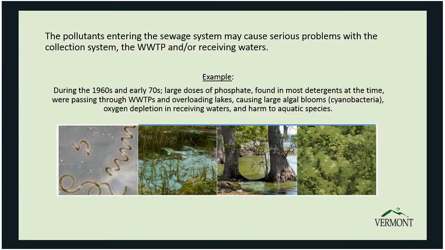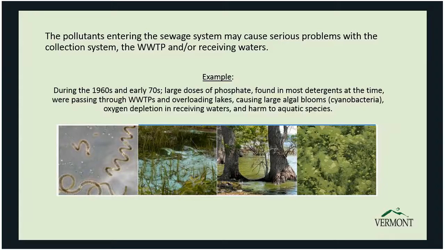A great example of this is back in the 1960s and early 1970s when detergents at the time for washing contained high levels of phosphate, and these were passing through wastewater treatment plants, which did not have the capacity to remove phosphorus at the loads that they were receiving. This caused excess phosphorus loading to lakes and other receiving waters, which causes excess growth of algae and oxygen depletion in those waters and harm to aquatic species.